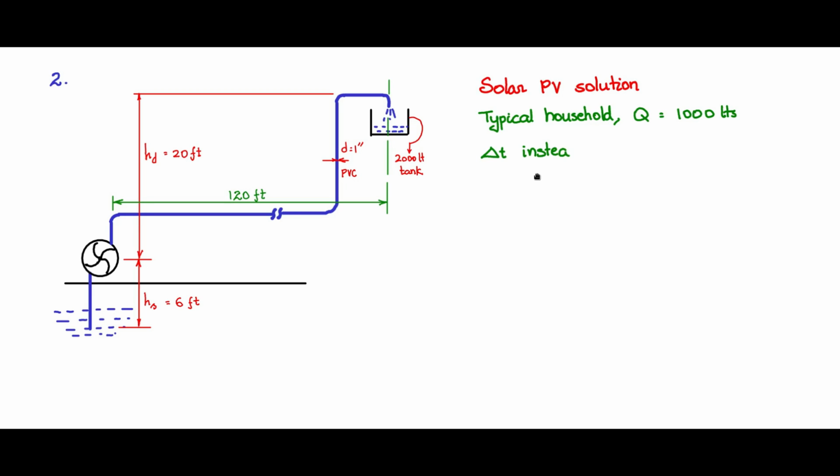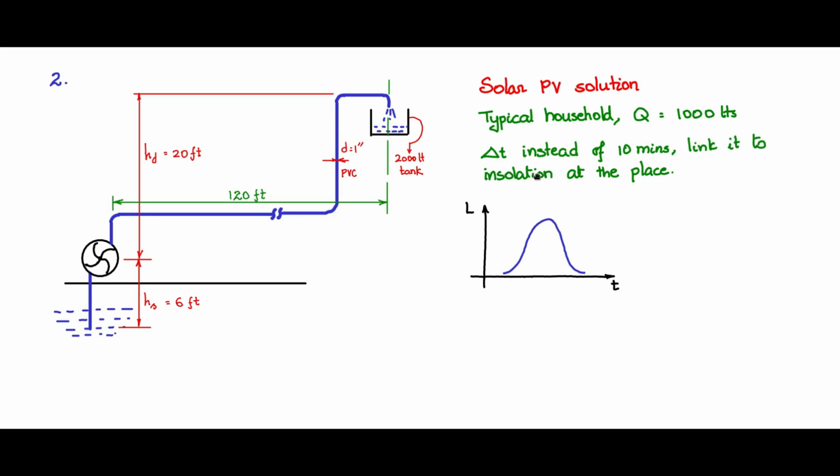So delta T, instead of 10 minutes as in the example 1 case, we will link it to the insolation at the place. So we know how to find out the insolation at the place. If I plot the insolation versus time, it looks something like this, and the peak is occurring at noon, and the area under that curve is kilowatt hours per meter square per day. Insolation is kilowatt per meter square.